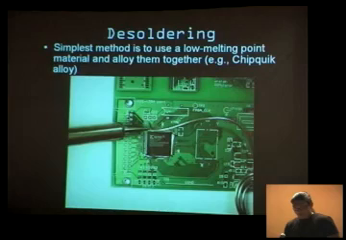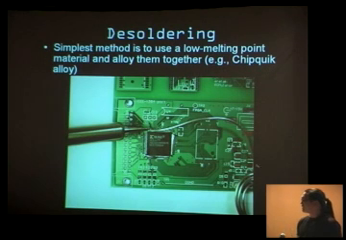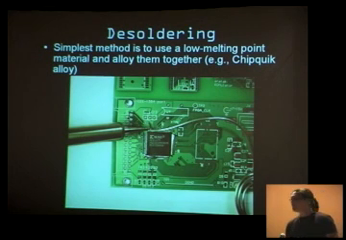So, if you're ever in doubt, just smear flux all over everything, and it makes your life a lot easier. For people who want to desolder, the cheapest, simplest, quickest method is to use a low melting point alloy, like a Chip Quik alloy. So here is a spool of, I don't know what the actual chemical composition is, but this stuff melts at slightly below the boiling point of water, right?